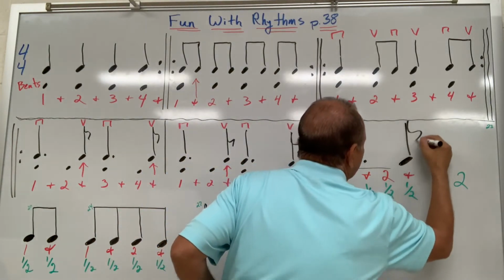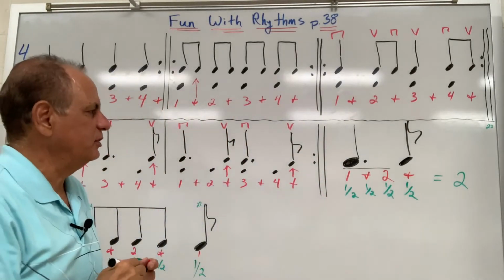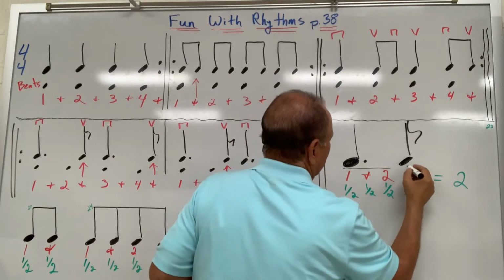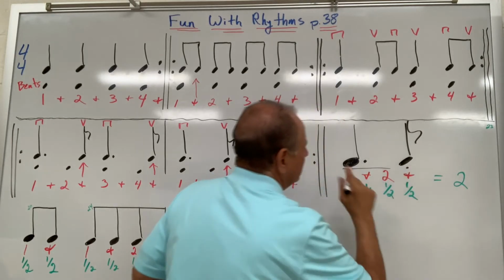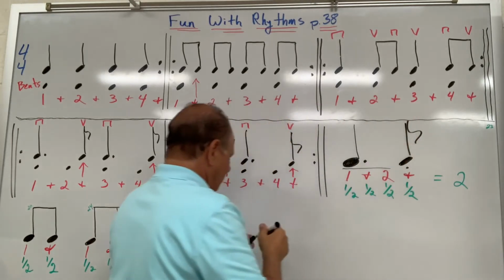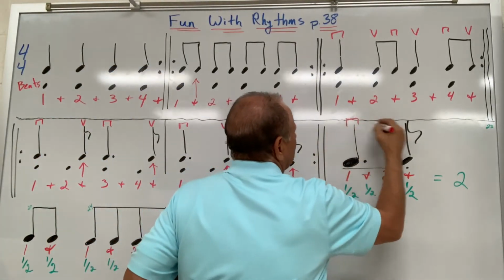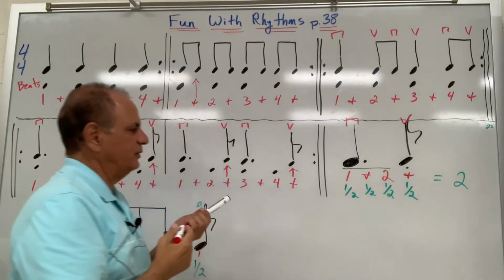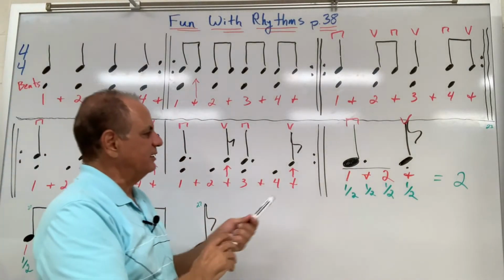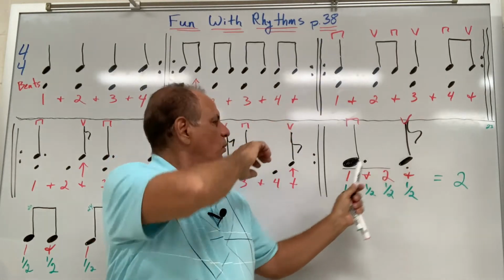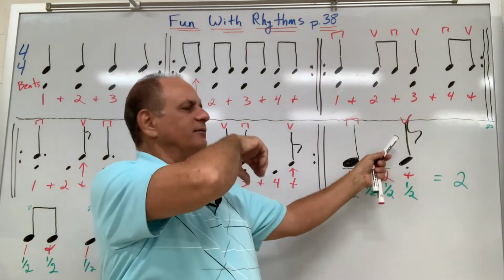All right, an eighth note by itself. So this is going to be long, short. So this is going to be short, long, short. And we're going to make this one be a down bow followed by an up bow. So it's going to sound like this. 1 and 2 and 1 and 2 and.